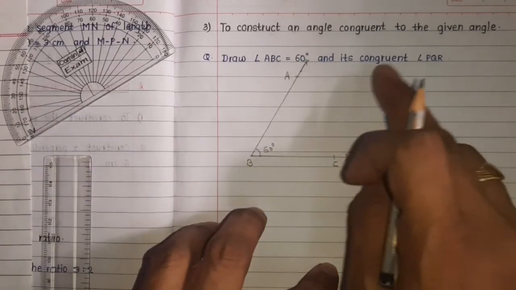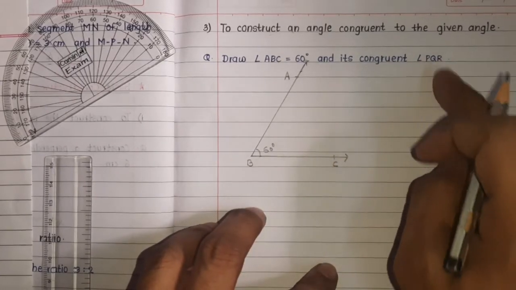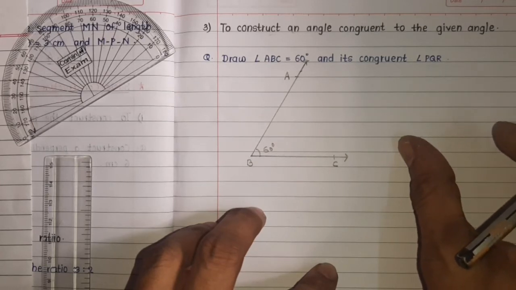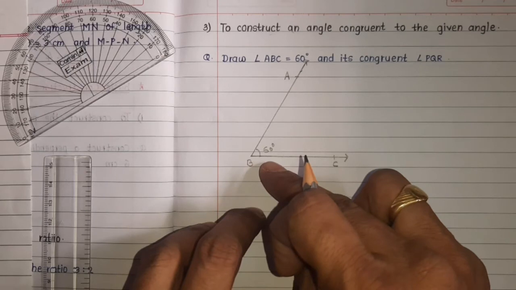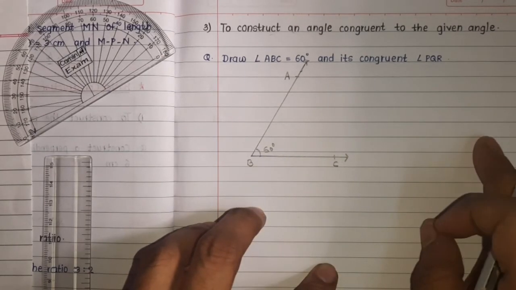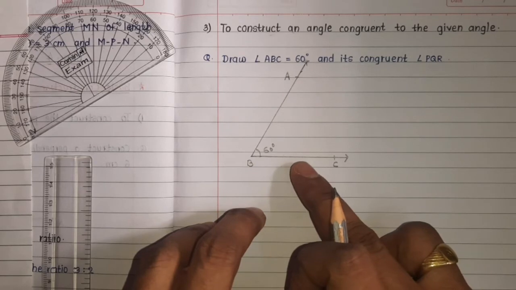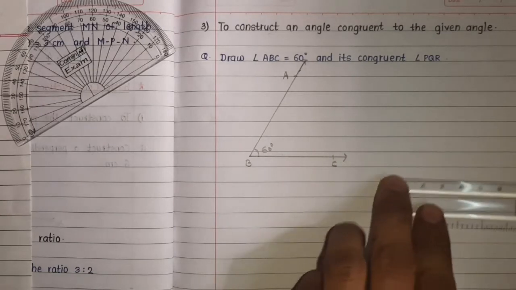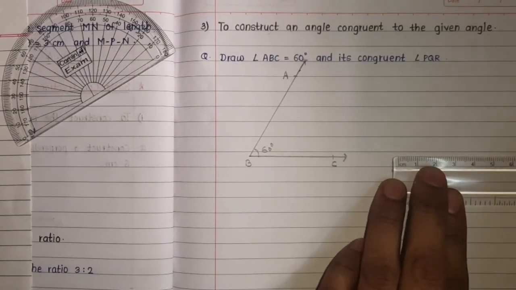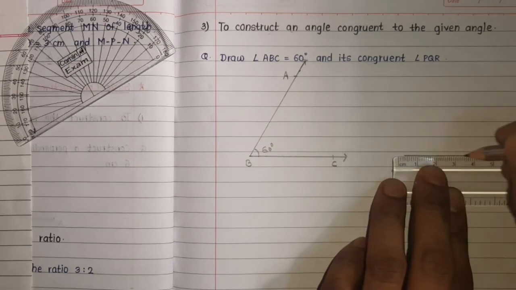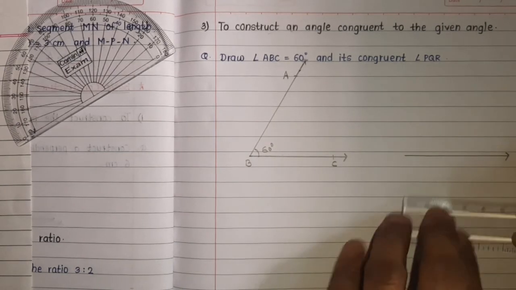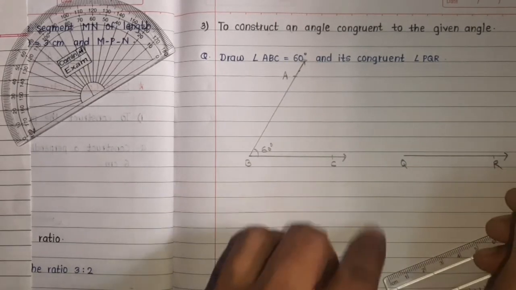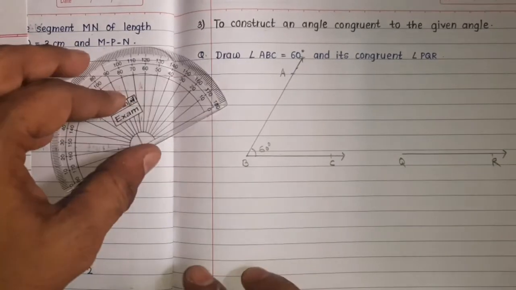Now we have to construct congruent angle PQR. That means here we have to draw the angle PQR which is of 60 degree. Do we draw the angle PQR by measuring the angle 60 degree? No. Here we have to use the construction. For that purpose, we have to draw one ray like this. Now PQR, therefore here it is Q and here it is R. One ray we completed. Now what to do?